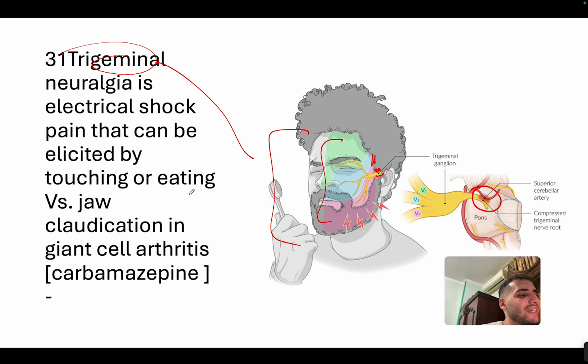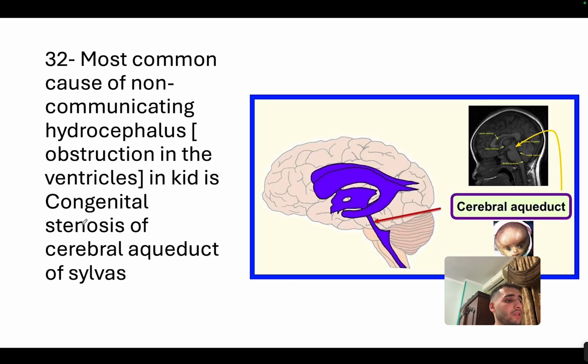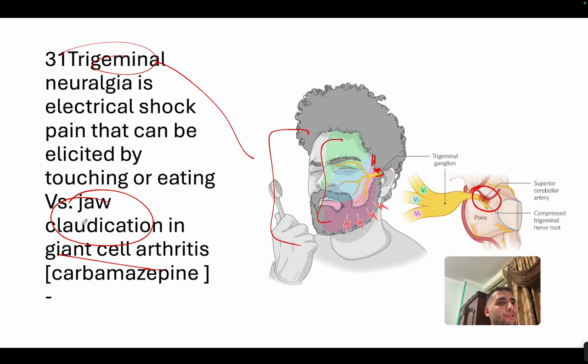Now, what type of pain? Electrical shock sensation, because this is neuropathic pain. It happens from nerve problem. Now, this is different from jaw claudication, which happens in giant cell arteritis, which would be an old woman with fever, systemic symptoms, temporal artery problems, maybe blindness, whatever, okay? Both of them are different from each other, okay? Now, you treat trigeminal neuralgia with carbamazepine, okay?